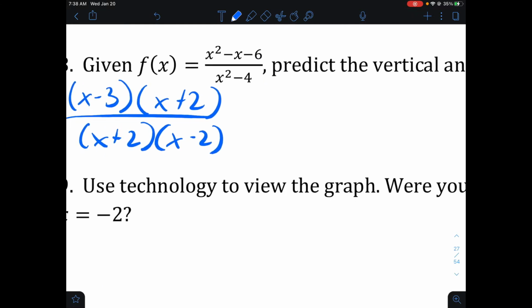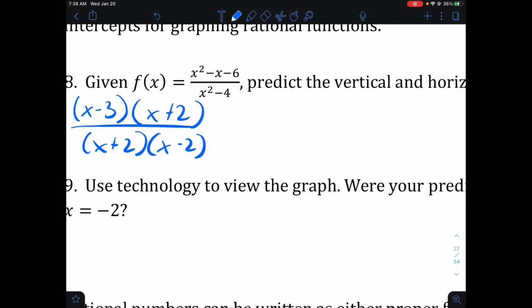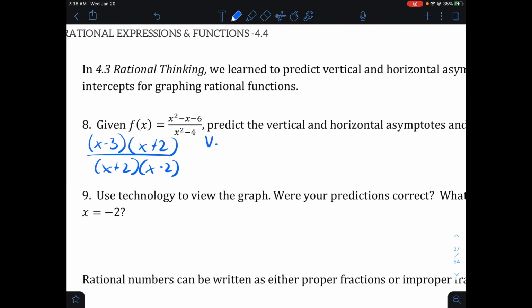And it says predict the vertical and horizontal asymptotes. So we know that to find the vertical asymptotes, we set the bottom equal to 0. So if we set these bottom factors equal to 0, we get x equals -2 and x equals 2.